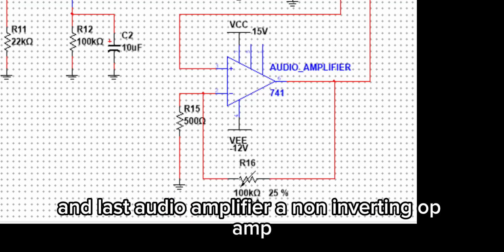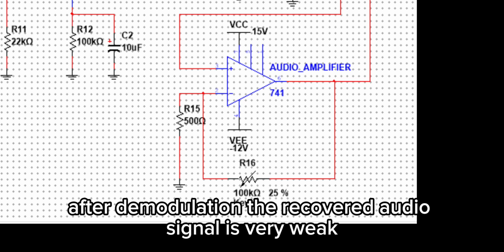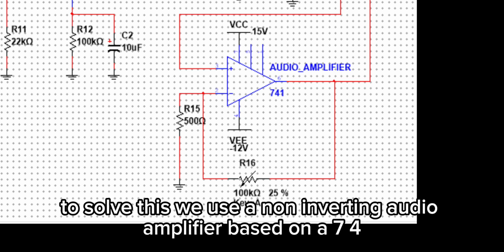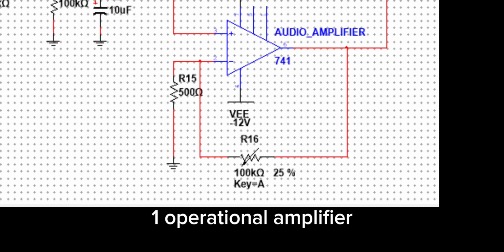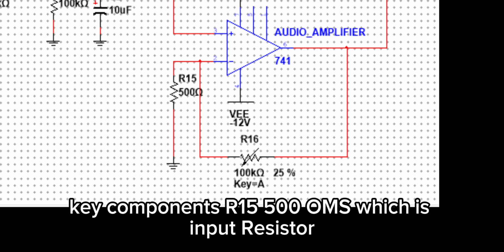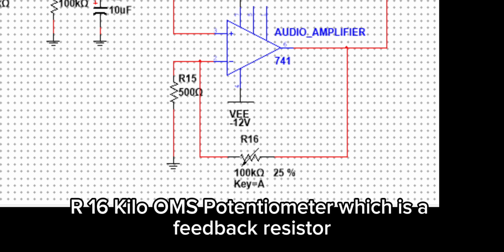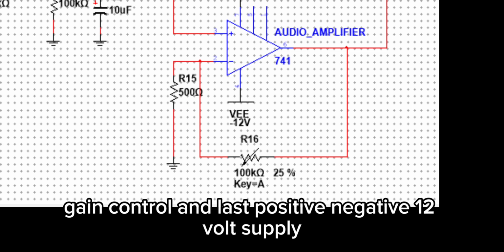And last, the audio amplifier, a non-inverting op-amp. After demodulation, the recovered audio signal is very weak. To solve this, we use a non-inverting audio amplifier based on a 741 operational amplifier. Key components: R15, 500 ohms, which is the input resistor. R16, a 100 kiloohm potentiometer, which is the feedback resistor for gain control. And last, the positive and negative 12 volt supply.